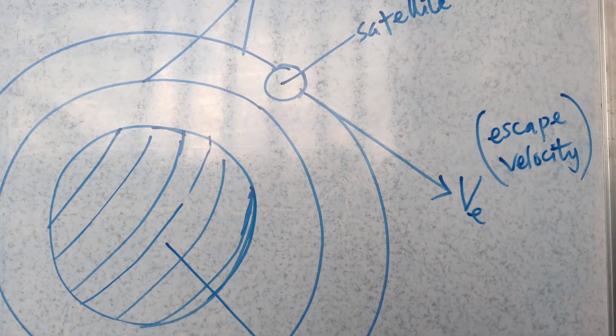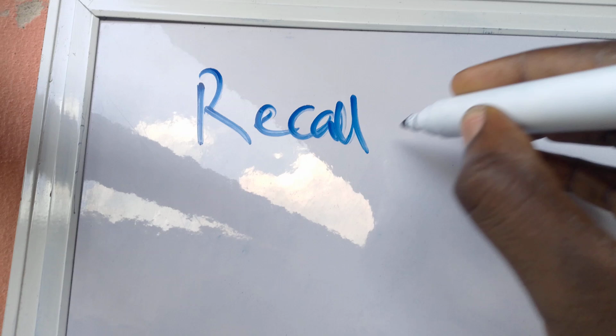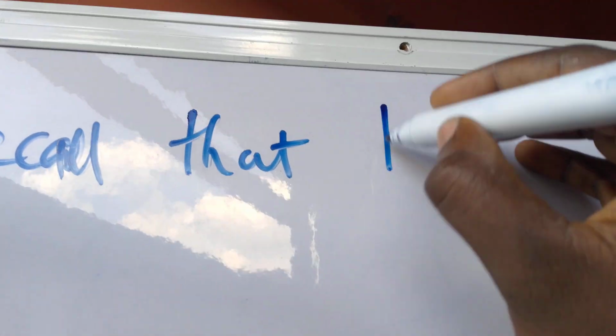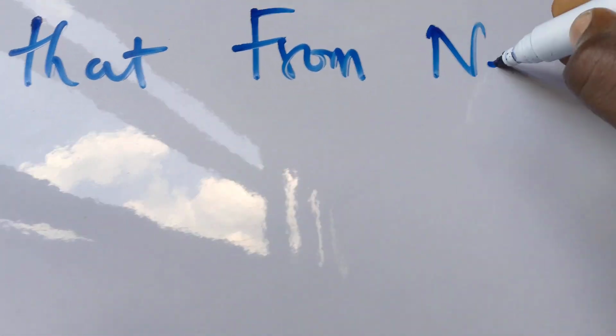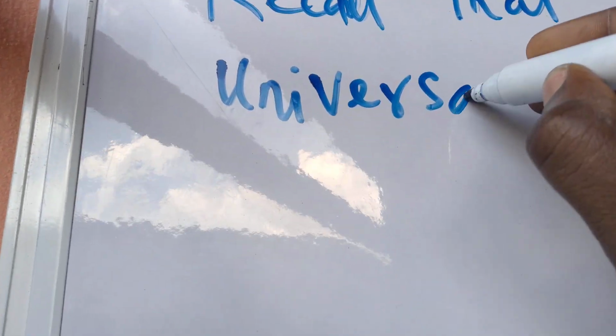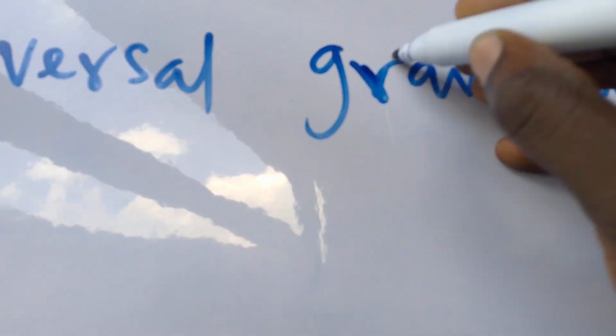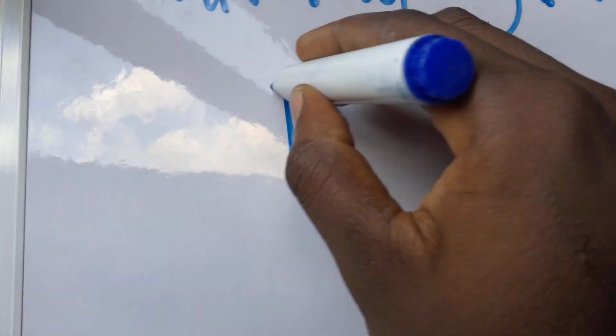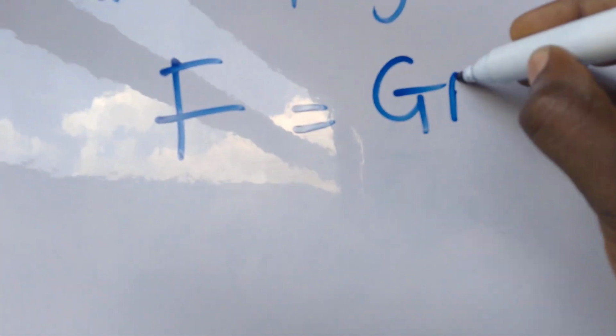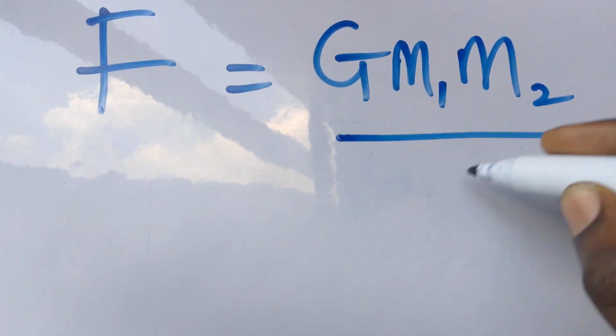Okay, now how do we prove the formula? How do we obtain the formula for escape velocity? So recall that from Newton's law of universal gravitation, F is equal to G m1 m2 over r square.